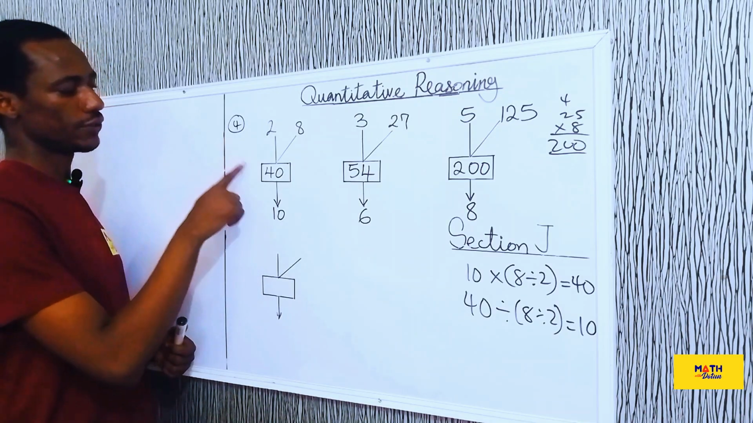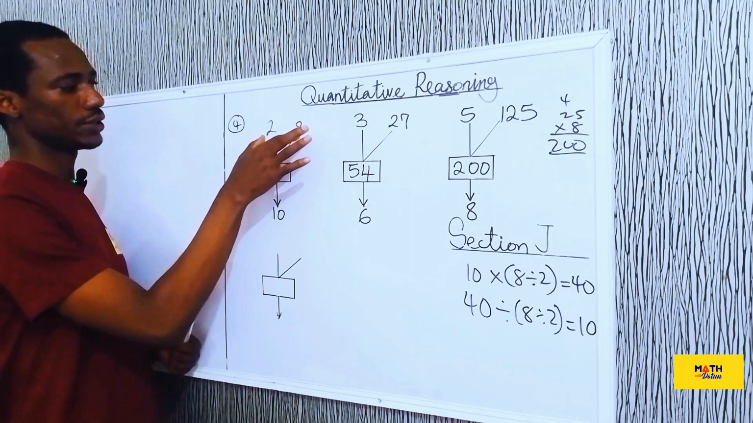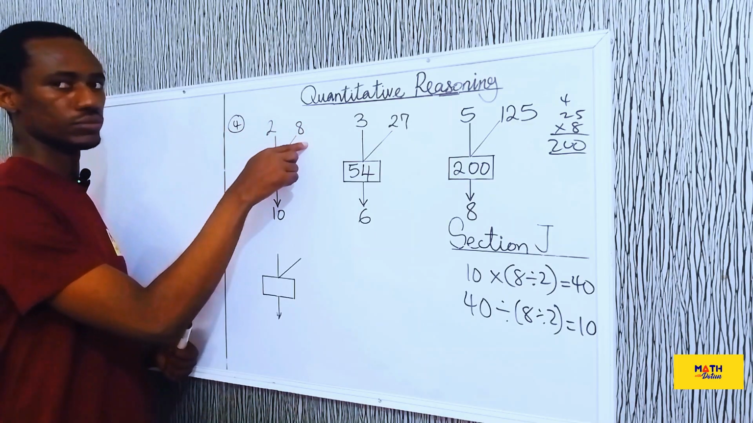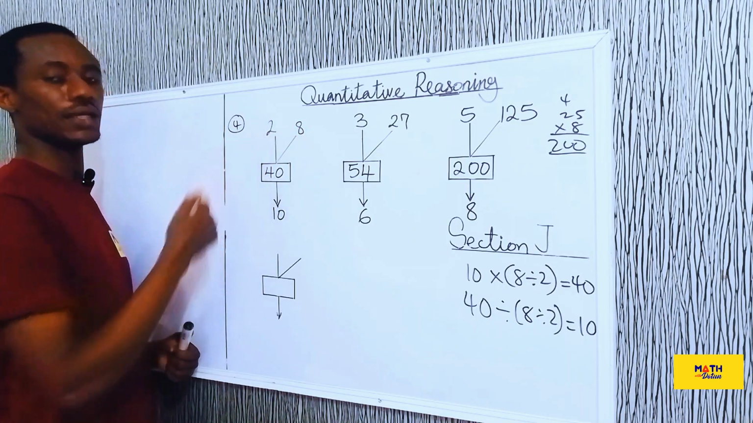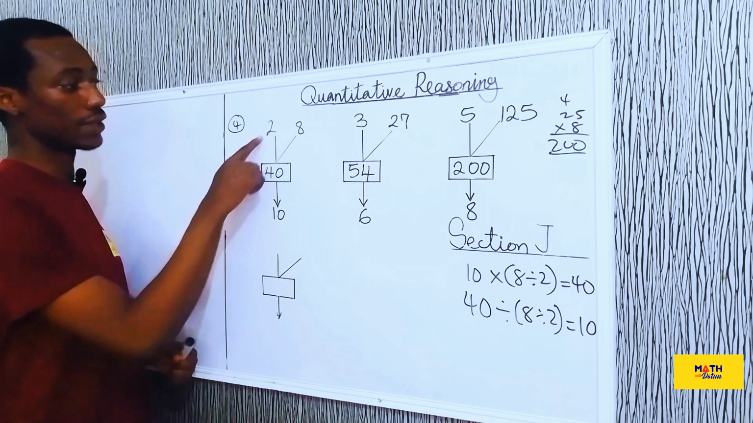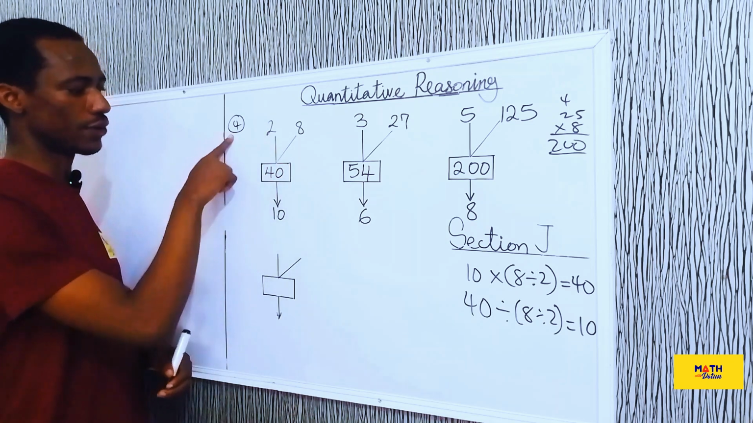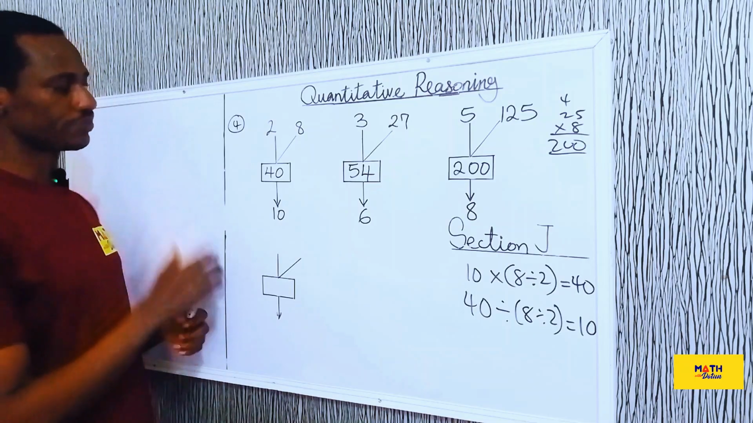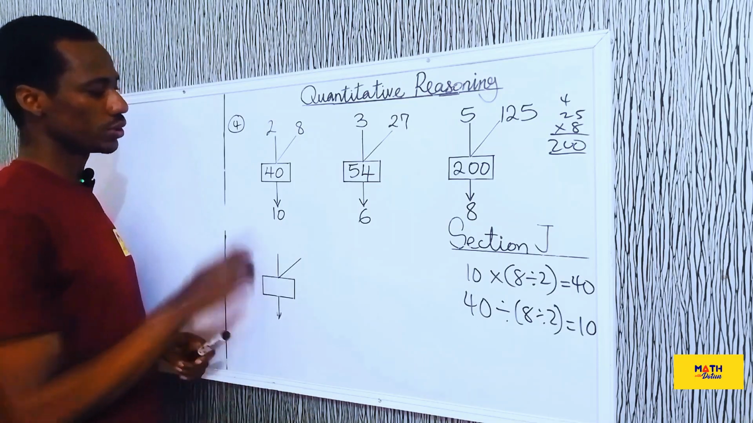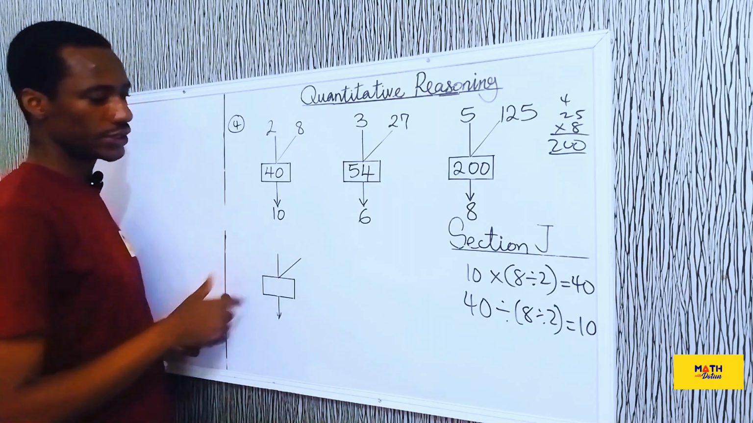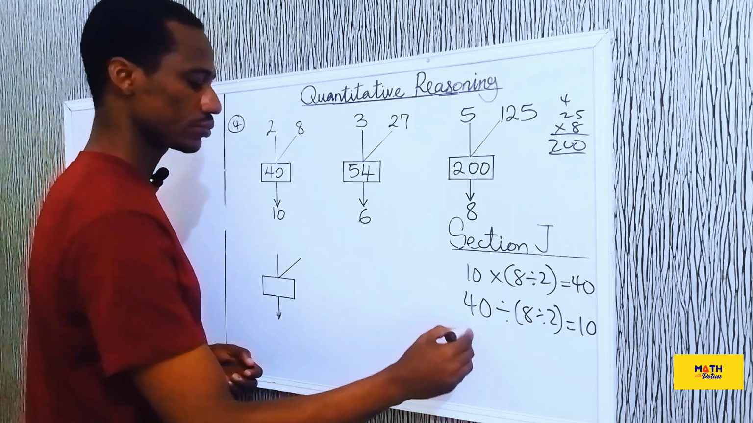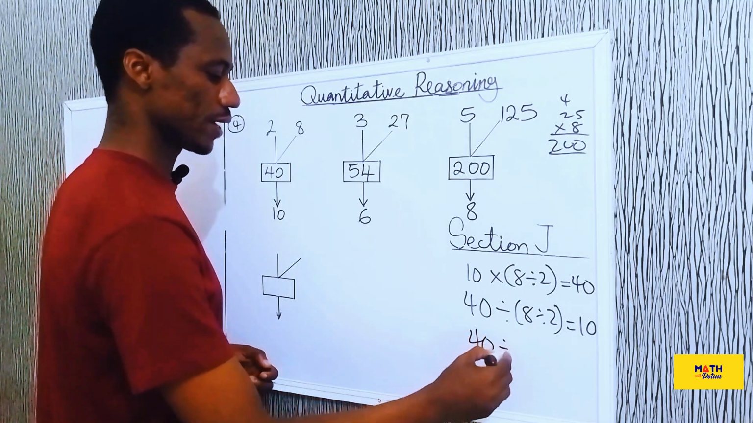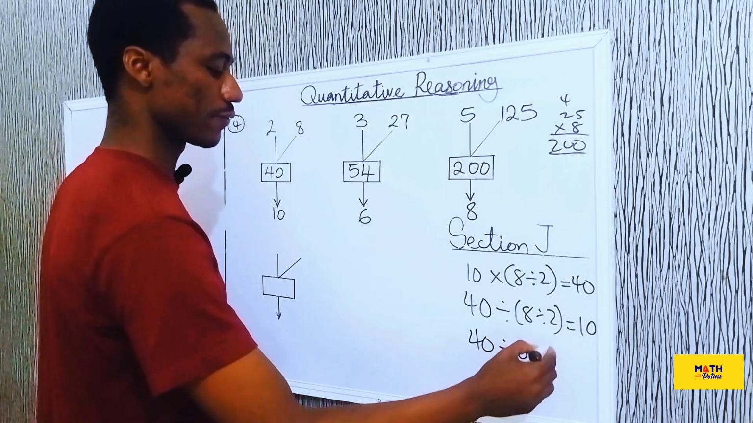So this is 40 divided by the quotient of 8 and 2, right? So 8 divided by 2, I have 4. And I do 40 divided by 4, that gives me 10. All right. So the same way, if I do 40 divided by 10, I would have 4.